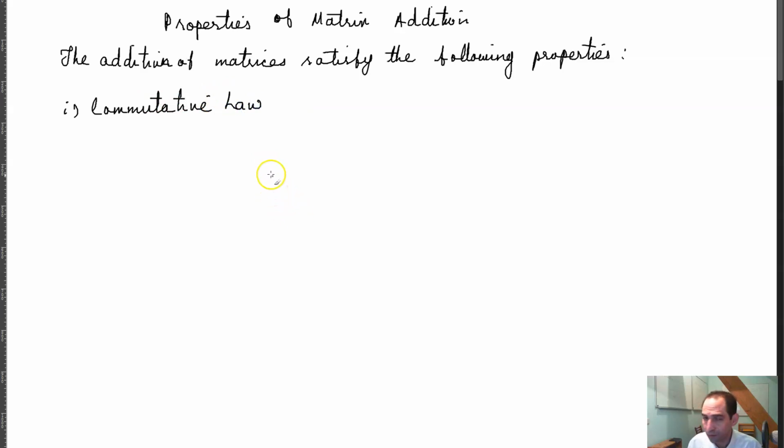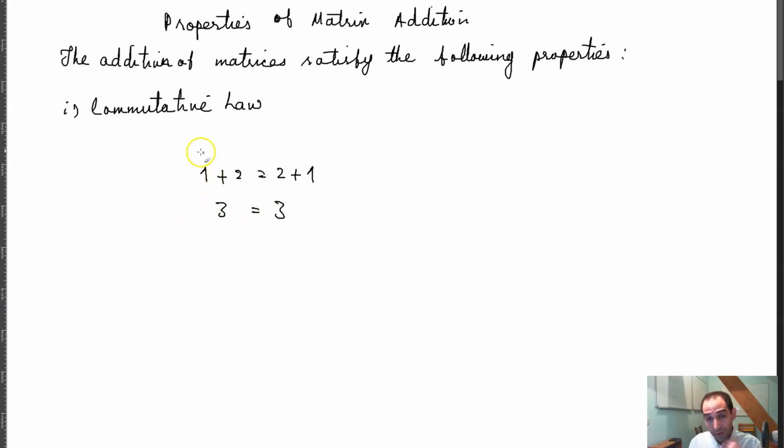The commutative law simply means that, in terms of numbers, you have the commutative law of addition. For example, in the case of all real numbers, you know that 1 plus 2 is equal to 2 plus 1, meaning that whether you say 1 plus 2 or 2 plus 1, it's going to be equal to the same number, which is 3. That's called the commutative law of addition.